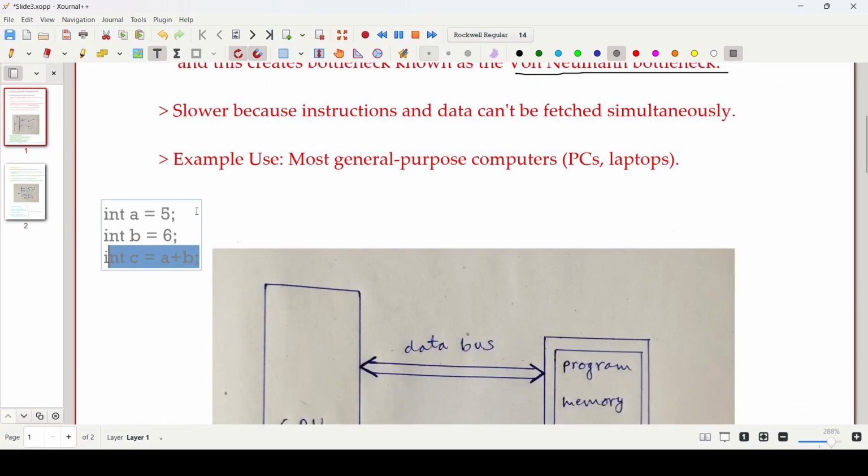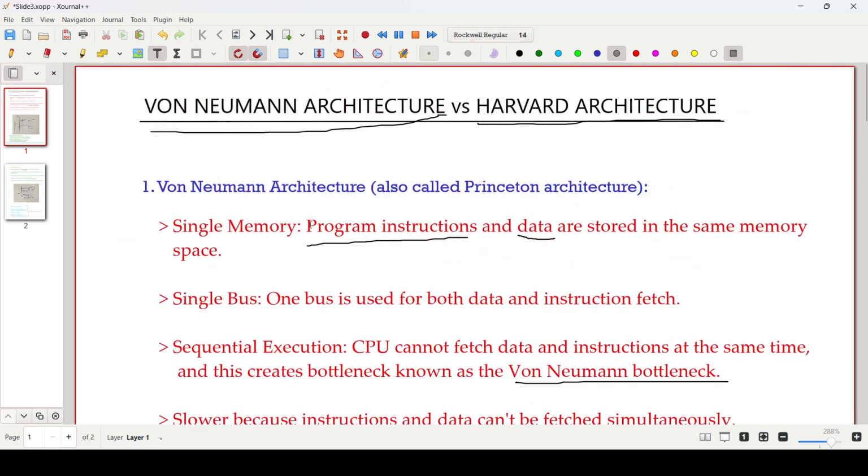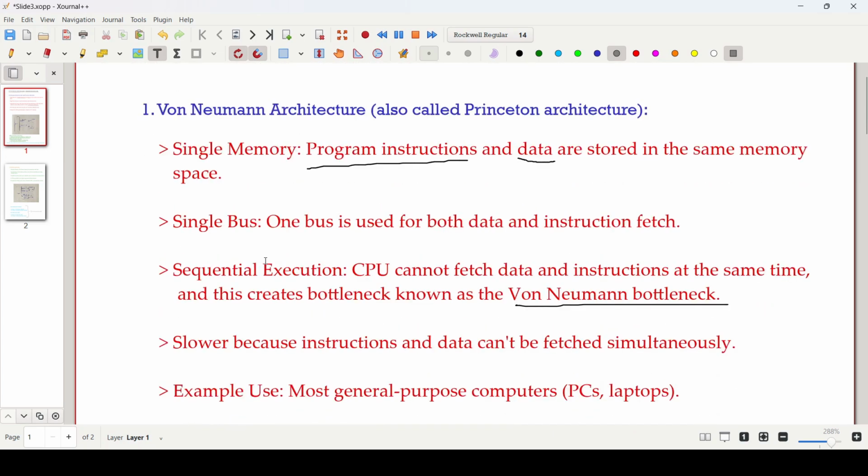So storing 5 and 6 in the variables a and b are program instructions, and 5 and 6 are the actual data you are giving to the CPU. So all these three steps are the program instructions, and the actual data which you are passing to the variables a and b are the data, right? So a single memory is allotted to the program instructions and the data, and a single bus, basically one bus, is used for fetching the instructions as well as the data.